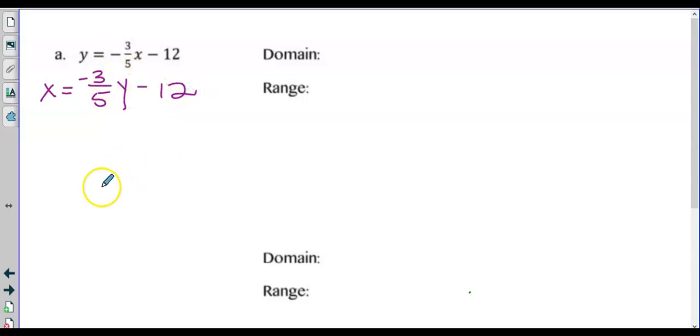And then solve for y. So we need to get the y by itself. First thing I'm going to do is add 12 to both sides. That gives me x plus 12 on the left side equals negative 3/5 y. So I got rid of that. Now I need to get rid of this.